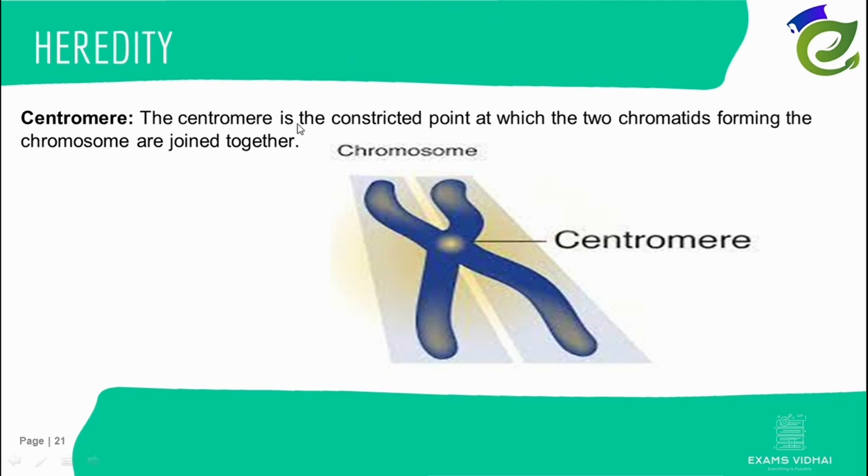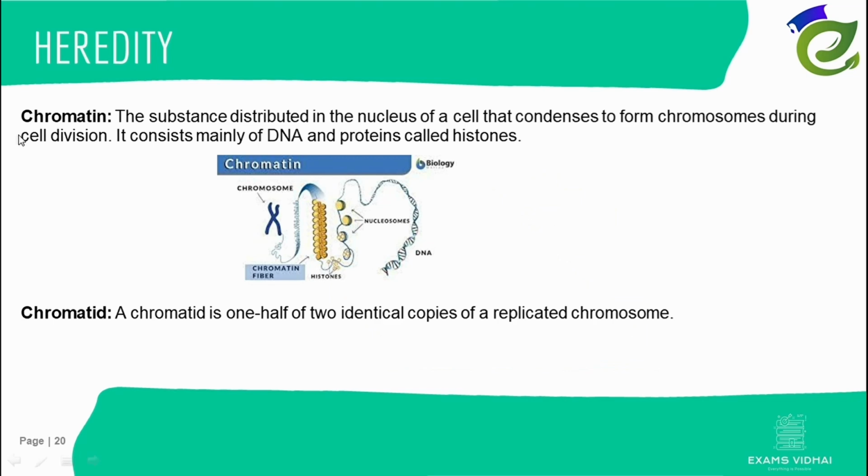The centromere is the constricted point at which two chromatids join to form the chromosome. As I have told you before, the halves of this chromosome are called chromatids. Where these chromatids join, there forms a point known as the centromere. So this is all about the centromere, chromatid and chromatin.